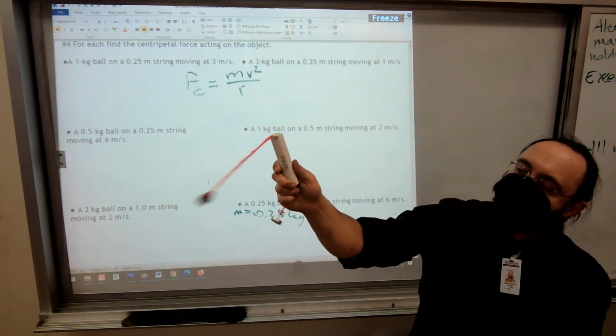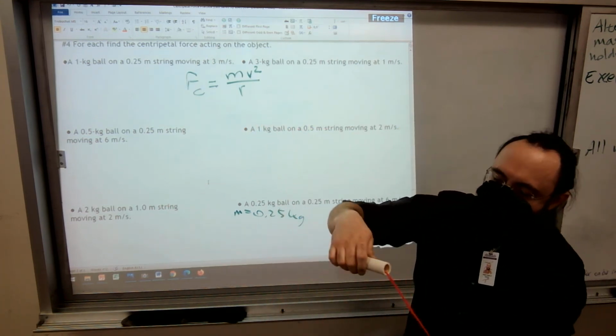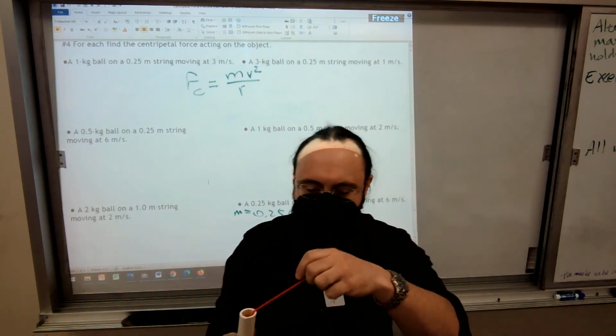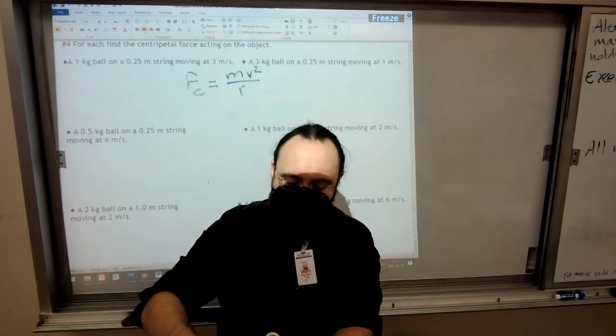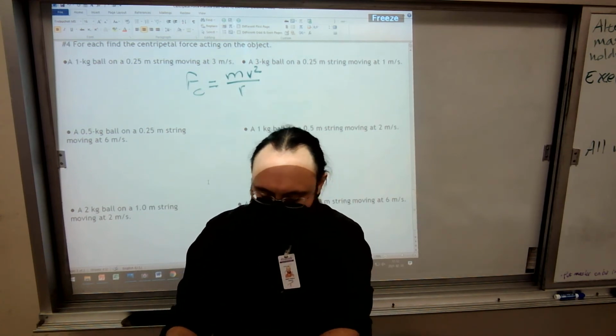And in this case, it'll be easier to calculate the centripetal force, like we did yesterday in the lab. Oh boy, I'm going to swing this one actually. Well, I can't because I just did that one.